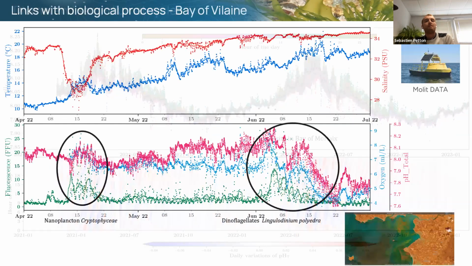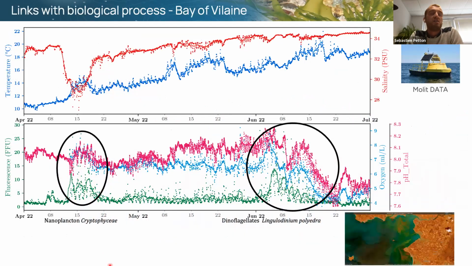And we can also have a look at it. It is also possible to determine the direct relation between the pH and other parameters we can measure on the data, for example, oxygen and fluorescence data. So here you have the data from the Mollet buoy. It's a buoy located in the Bay of Vilaine, an open bay towards the Atlantic Ocean. And there were two particular events last summer.